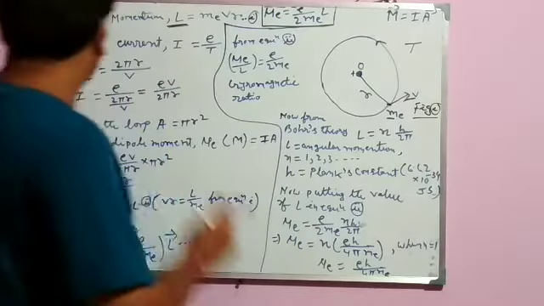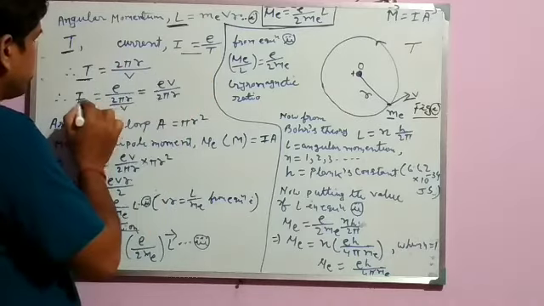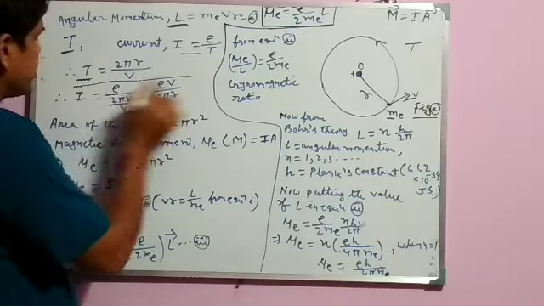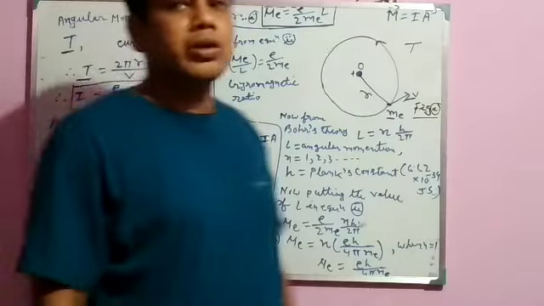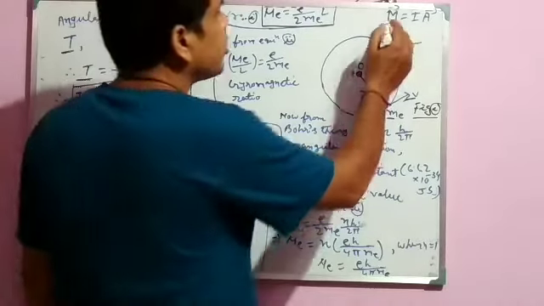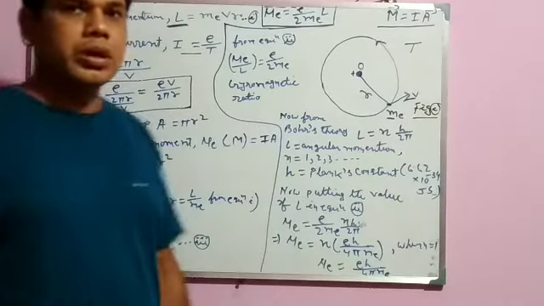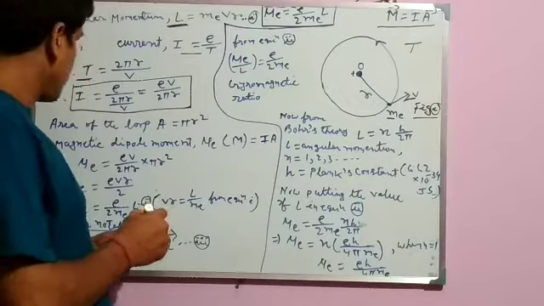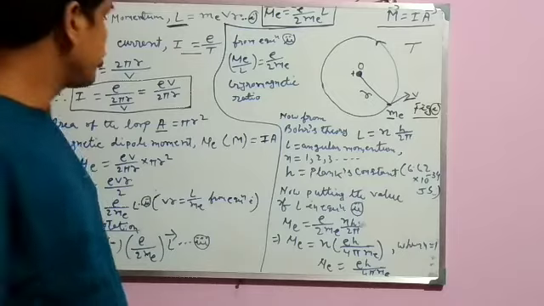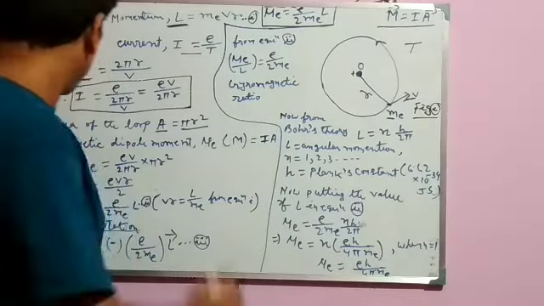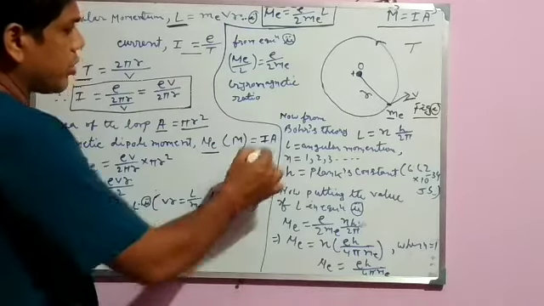Now putting this value of T in this equation, we have I equals e v by 2 pi r. To find the magnetic dipole moment we use the relation m equals I A. The area of this loop, denoted by capital A, is A equals pi r squared. The magnetic dipole moment, denoted by mu_e or capital M, is according to the formula I A.